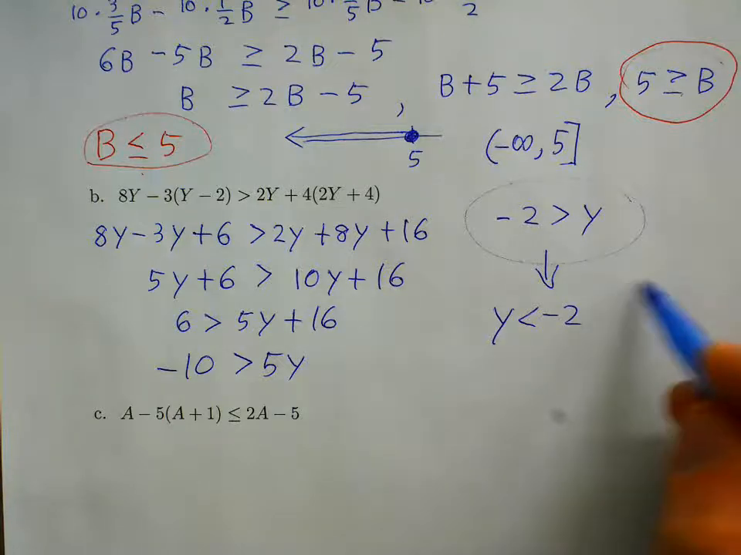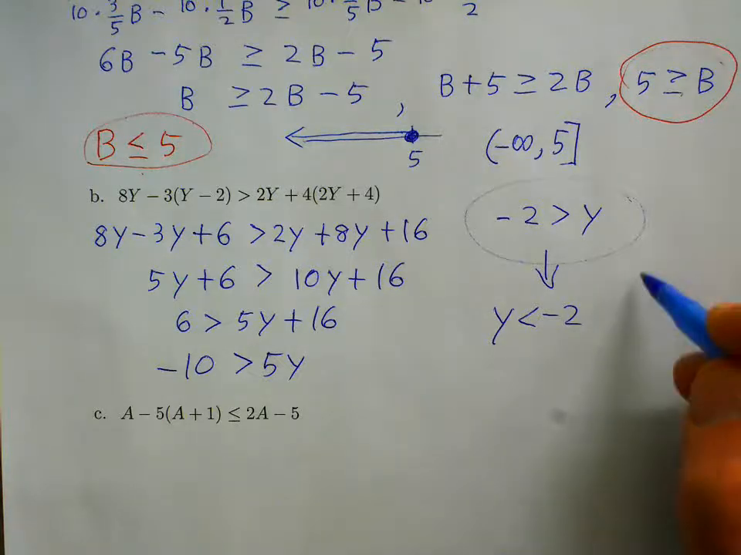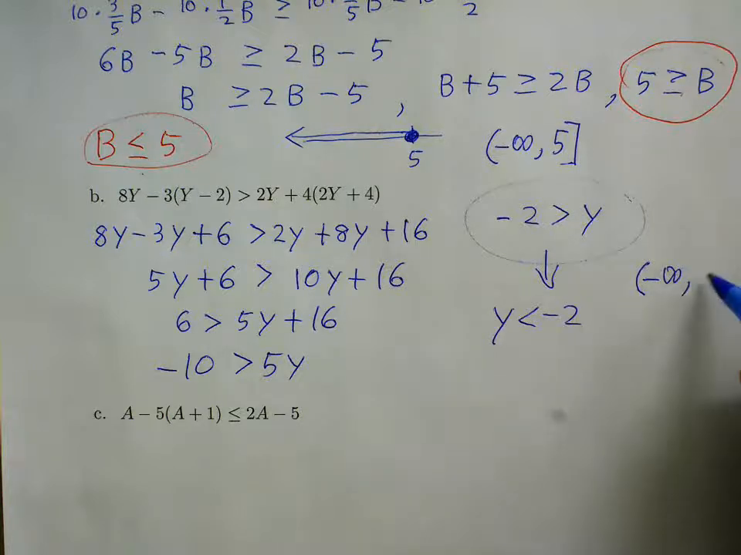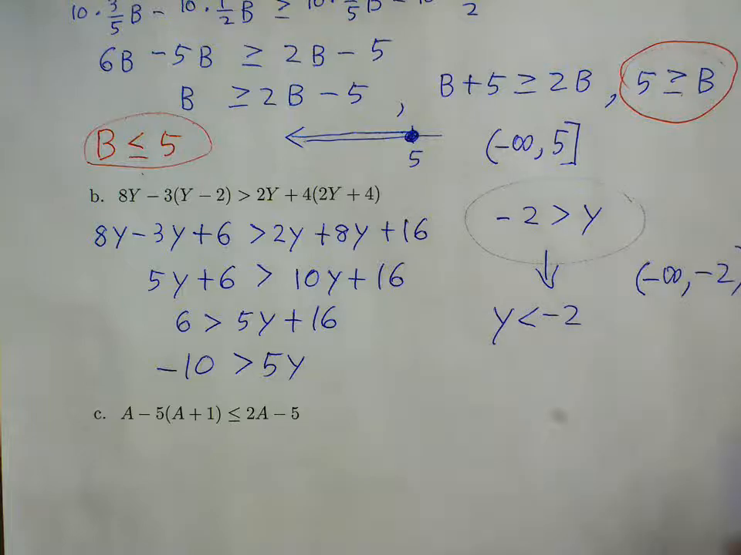Okay, so the interval notation, if y is less than negative 2, we put parenthesis, negative infinity, comma, negative 2, parenthesis.